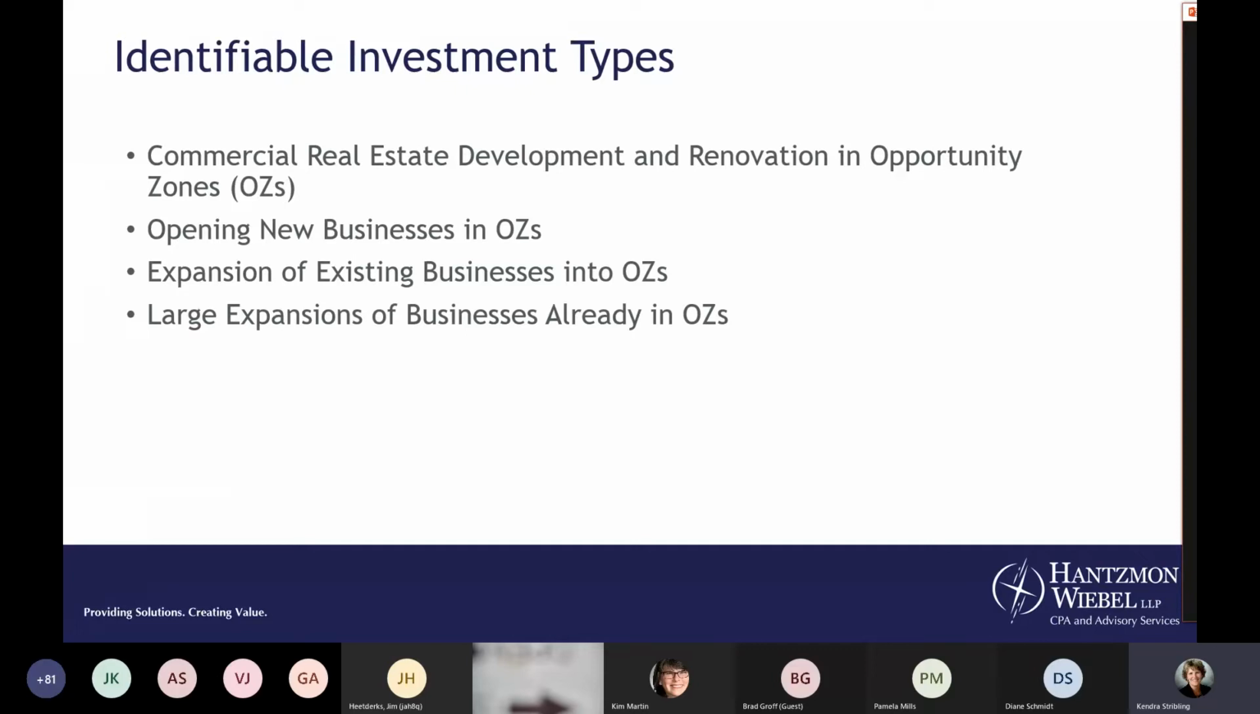Commercial real estate development and renovation in opportunity zones has been the greatest area of investment to date, but we are beginning to see new business open up in opportunity zones as well as existing businesses expand into OZ areas. We imagine many more investments will continue to be made over the next 5 to 6 years to take advantage of the tax incentives and continue to build up these low-income communities.